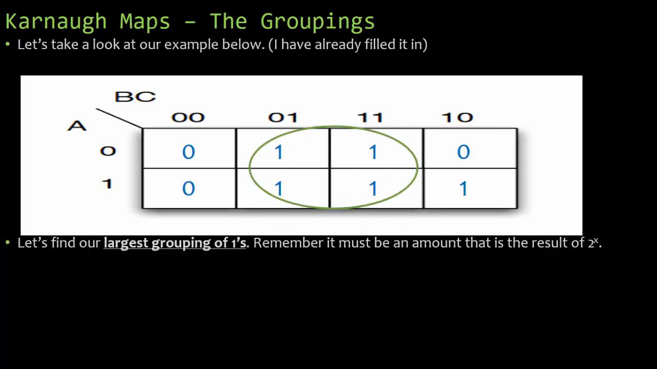Boom. Here's my largest grouping. I can circle 4 ones here. They're next to each other. My circle is not going diagonally. 2 to the power of 2 is 4, so that works out.